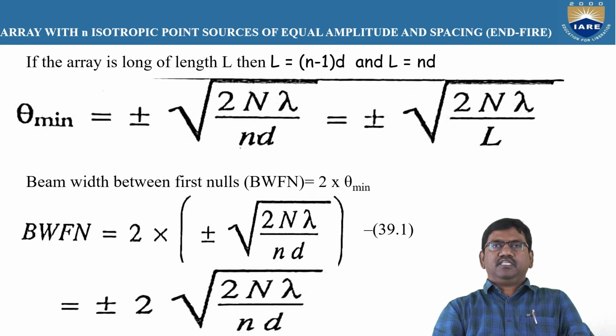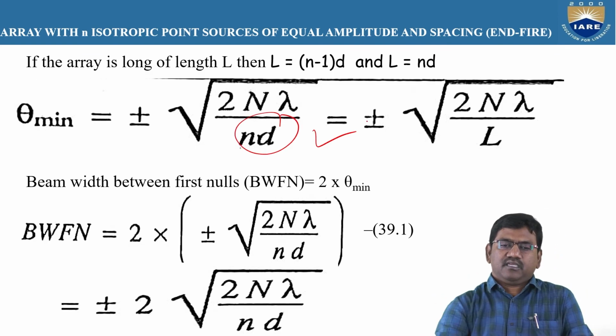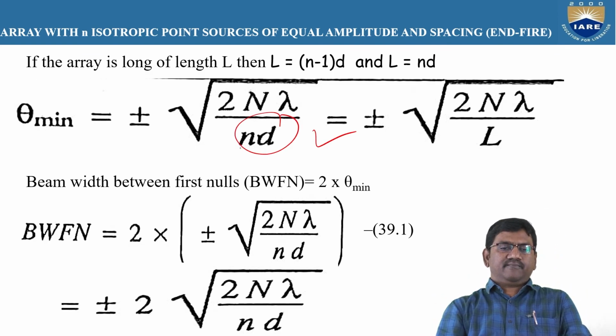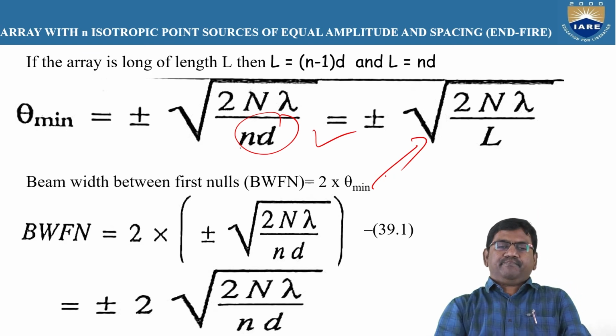Now, we know that the length of the array is given by n minus 1 into d. If n is very large, the number of sources is very large, then L is equivalent to nd. So theta min is equal to plus or minus root of 2 lambda by nd. Substitute this nd as L, we know that nd is equal to L. So plus or minus root of 2 lambda by L. Now the beamwidth, we know, is taken as 2 into theta min. So substitute the value of theta min in this expression, that is plus or minus root of 2 lambda by nd.